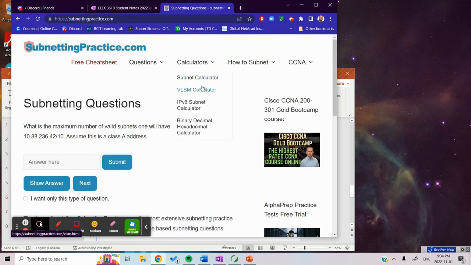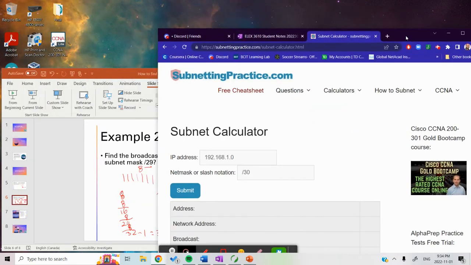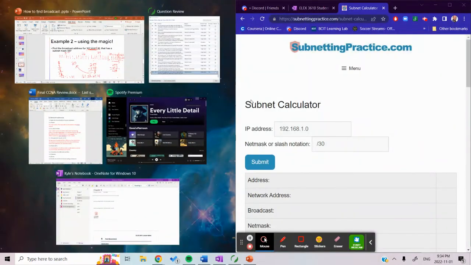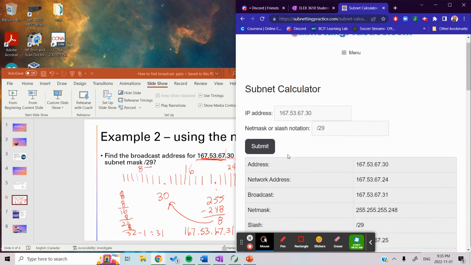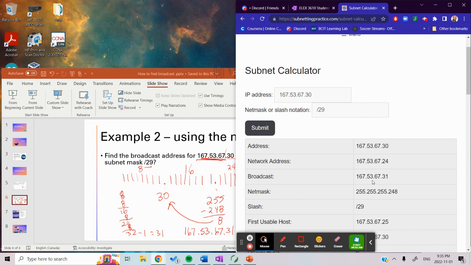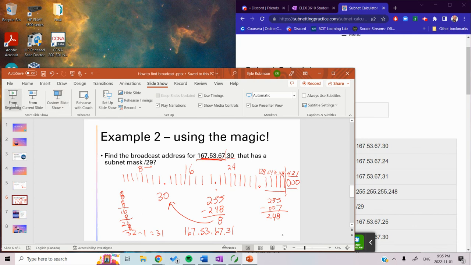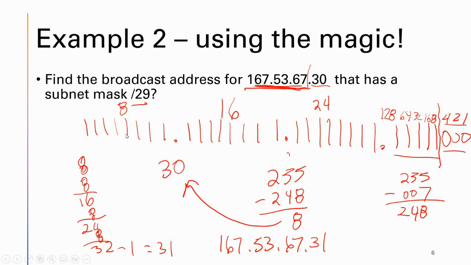Now, if you think I'm crazy, let's go to subnetting practice, a good place to practice different questions. So what are we at here? We're at 167.53.67.30, and it was a subnet with CIDR 29. And as you can see, 167.53.67.31. So yeah, let's get back to the slide.